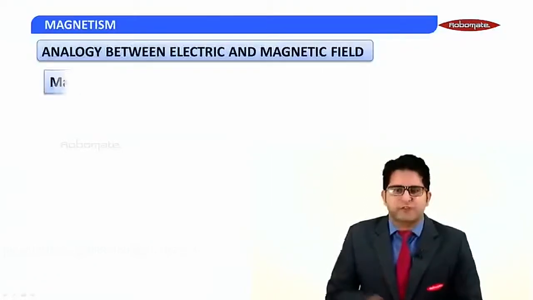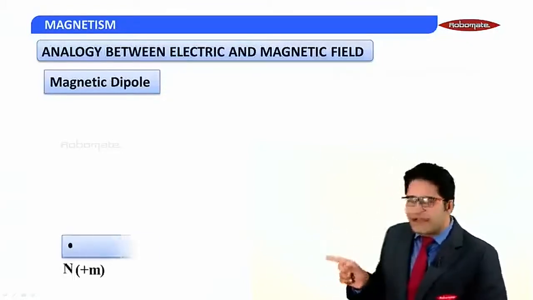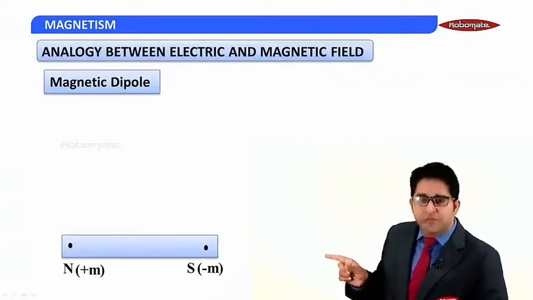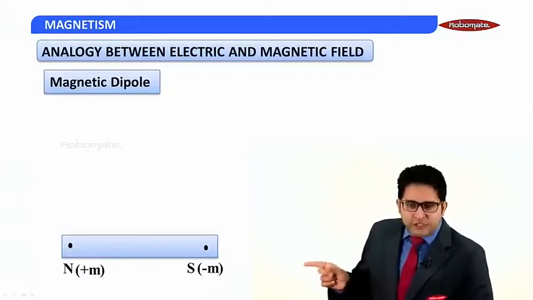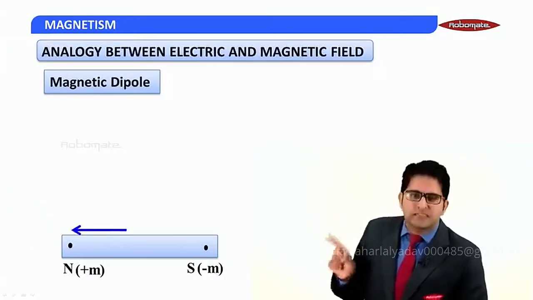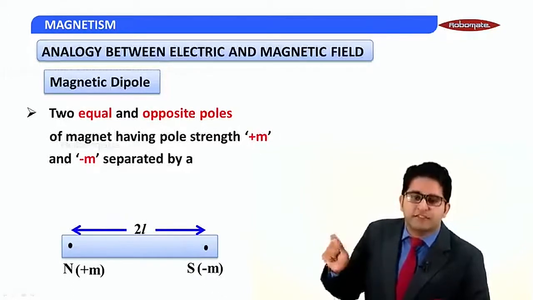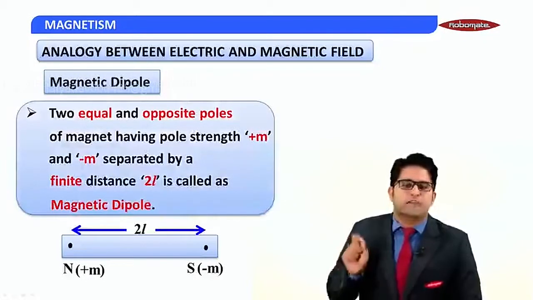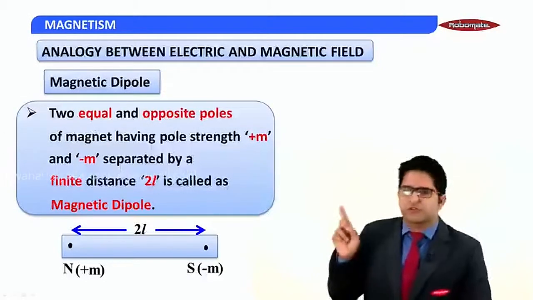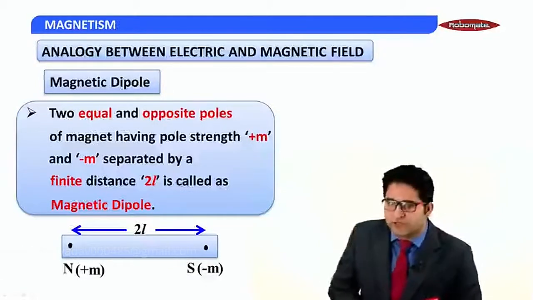Let us first revise what a magnetic dipole is. We know the definition. Let's say we have a diagram over here which represents a magnetic dipole, and the definition is: two equal and opposite poles having pole strength plus m and minus m separated by a finite distance 2L is called a magnetic dipole. This is the definition of a magnetic dipole which we learned in the first module itself.